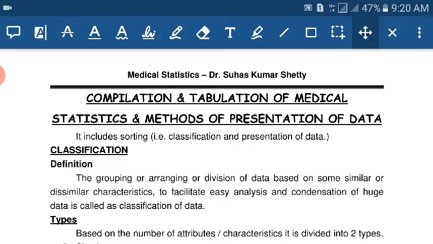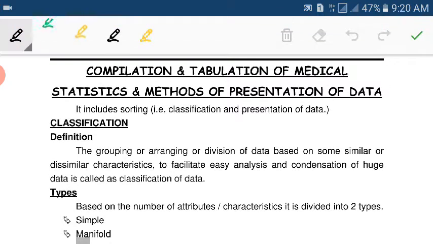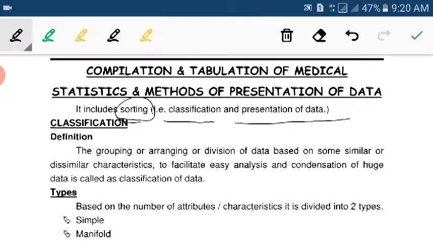Today's article or notes are on the compilation and the tabulation of medical statistics and the methods of presentation of data. It includes the sorting, that is the classification, and the presentation of data.